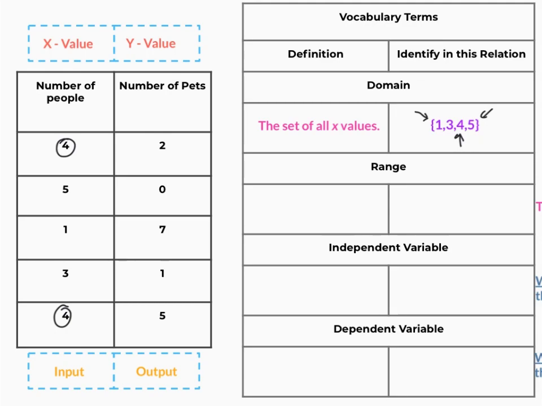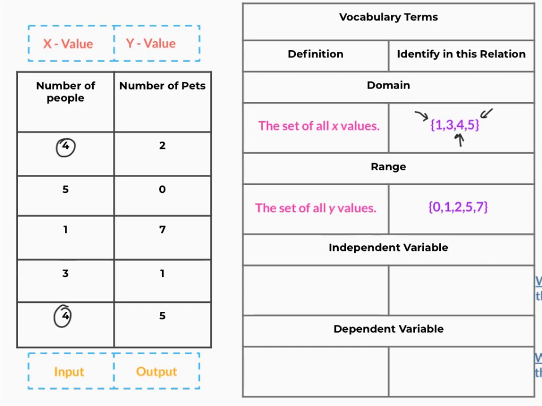So now we go moving on to the range. The range is the set of all y values, so you can see that I've listed all of them here. And since there are no repeating values in y, I'm going to have more y's, so {0, 1, 2, 5, 7}. And again, I've written them in order from least to greatest.